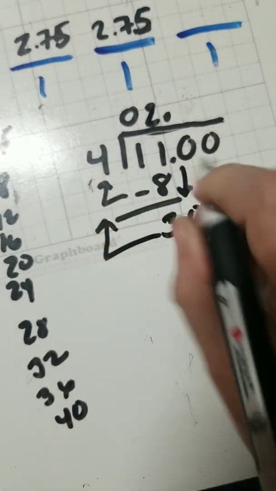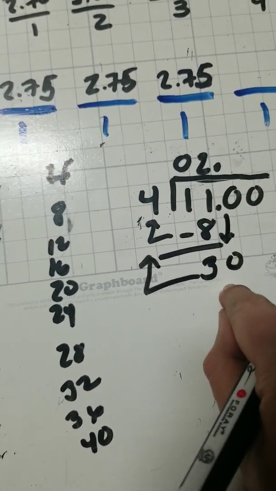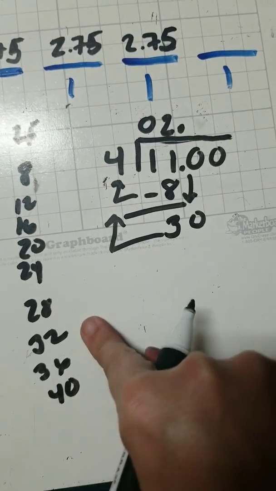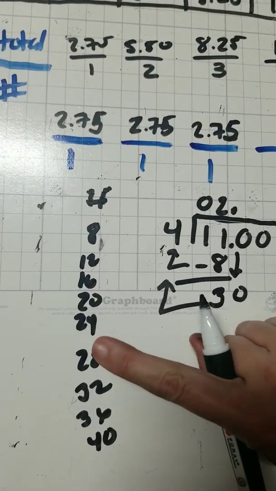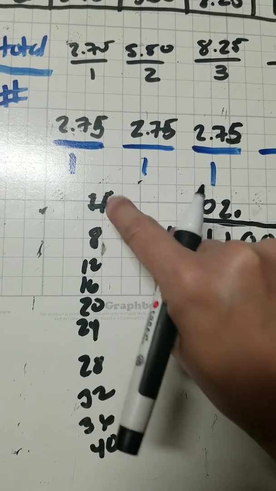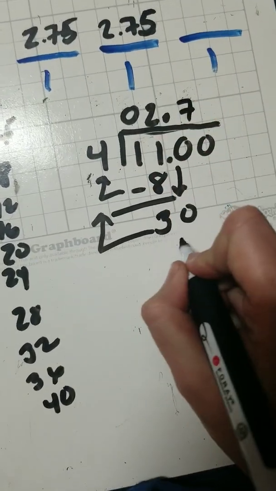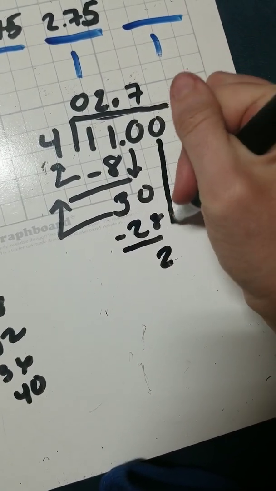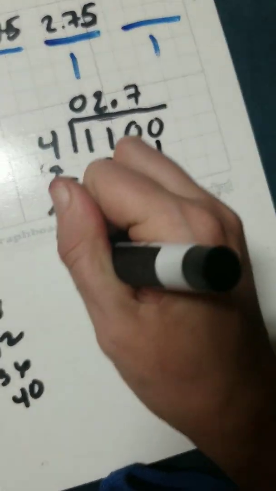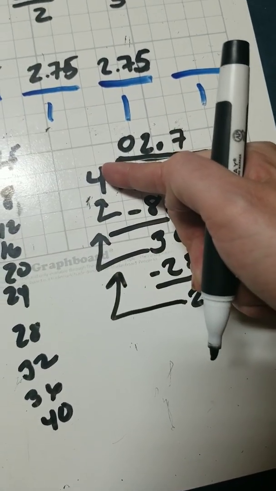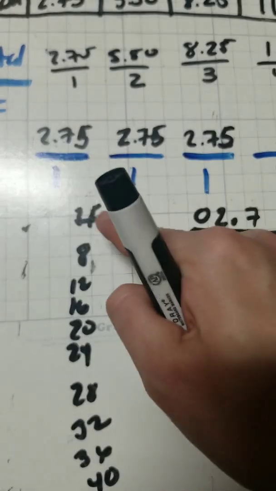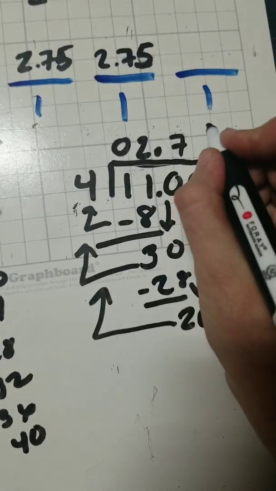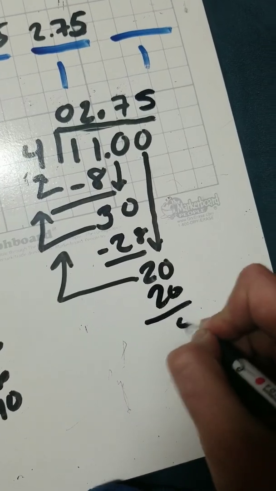I want to get as close to 30 now, because I brought down a 0, as I can without going over. So we have 4, 8, 12, 16, 20, 24, 28, 32. That's too much, so I go back here. 1, 2, 3, 4, 5, 6, 7. 7 groups of 4 is worth 28 with a remainder of 2, because 30 minus 28 is 2. Bring down a 0. If I have 20 and I want to put them into groups of 4 without going over, 4, 8, 12, 16, 20. So that's 1, 2, 3, 4, 5 groups of 4. Is 20, and I have no remainders.